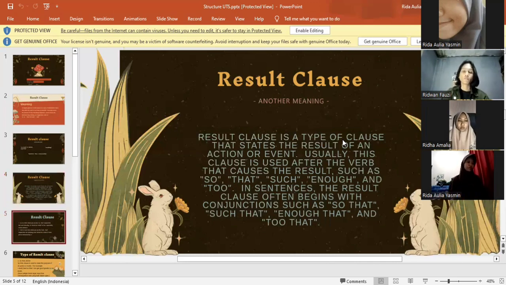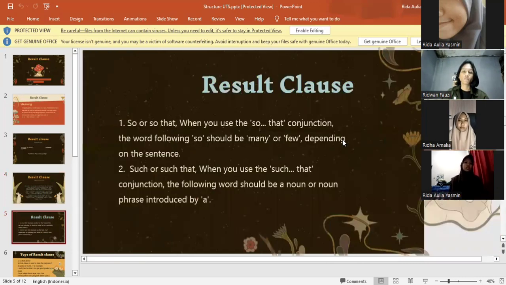Ya, selanjutnya, there are some rules to use this result clause. The first one is so or so that. When you use the so that conjunction, the word following so should be many or few depending on the sentence. Jadi ketika kita pakai kata hubung so that, setelah kata so diikuti dengan kata many atau few, bergantung dari kalimat.